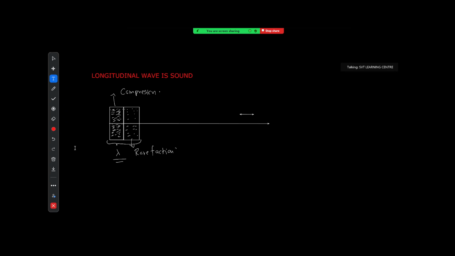You can also see that when it is compressed, the pressure will be high. When it is rarefied, the pressure will be less. When it is compressed, the density will be more, and when it is rarefied, the density will be less. So in a longitudinal wave, we will have alternate compression and rarefaction. So the pressure will be high and low, and so will the density be high and low. Is this clear?